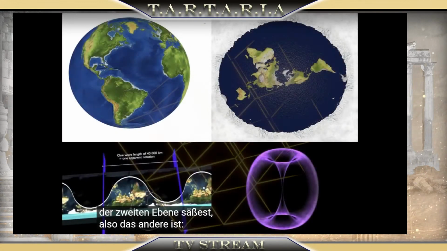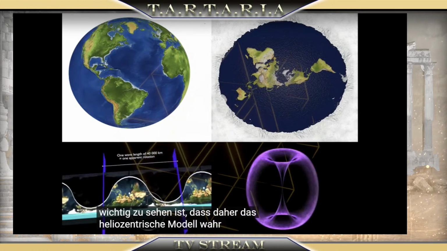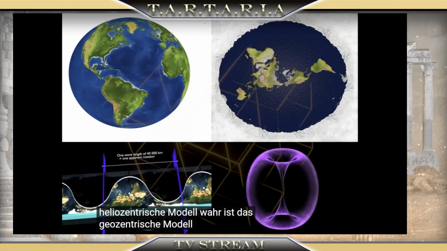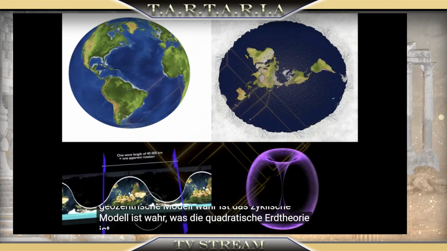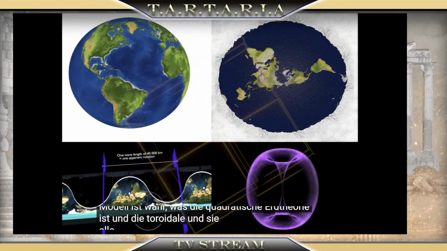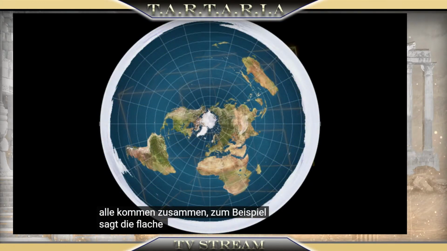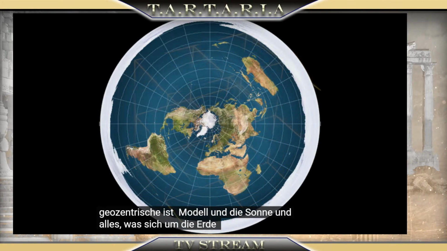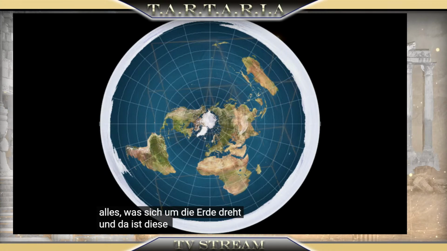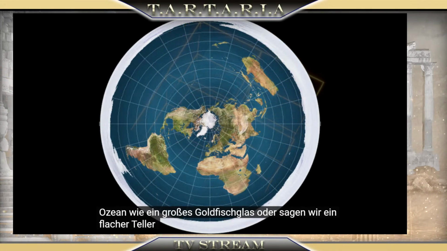So the other thing that is very important to see is that, therefore, the heliocentric model is true, the geocentric model is true, the cyclic model is true, which is the square Earth theory, and the toroidal, and they all come together. For example, the flat Earth theory says that it's a geocentric model and the sun and everything revolves around the Earth, and there are land masses in an ocean in like a big fish bowl, or let's say a flat plate.